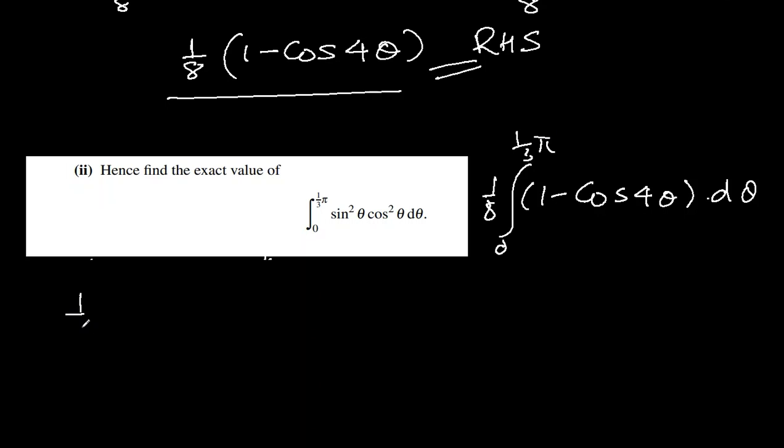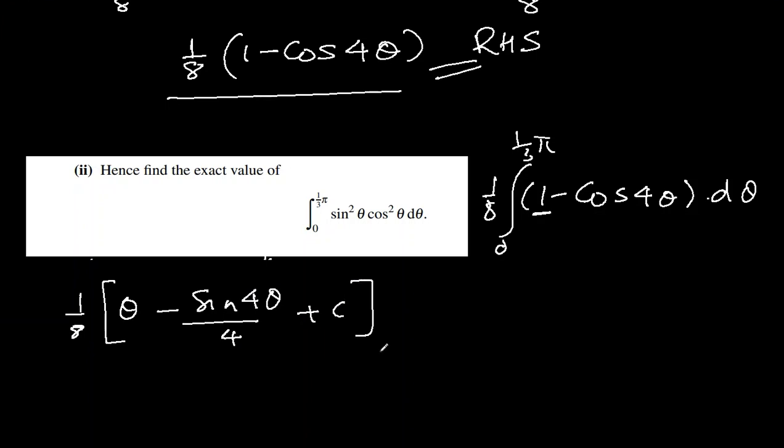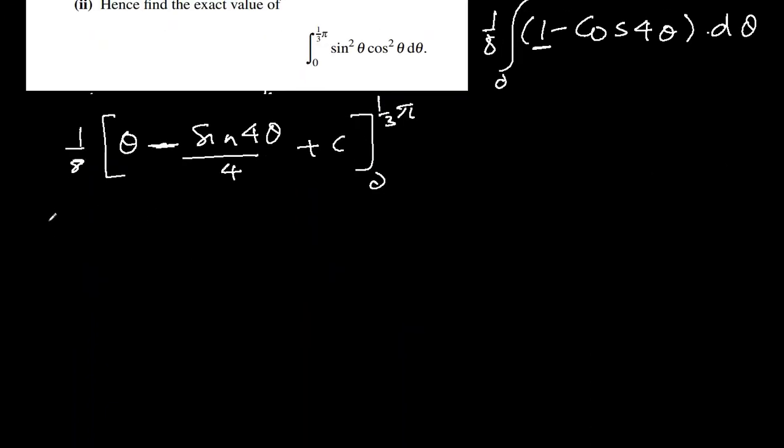Alright, so now 1 over 8 stays out and we'll integrate this one. 1, its integration is theta, minus the integration of cos 4 theta, which will be sine 4 theta over 4, the differentiation of the angle, plus c, with limits 0 to 1 over 3 pi. Minus remains minus because the integration of cos is sine positive, right? The differentiation of cos is a negative sign, but this is integration, so we'll keep it negative. Alright, now we will substitute the values of the two limits given for this definite integral.